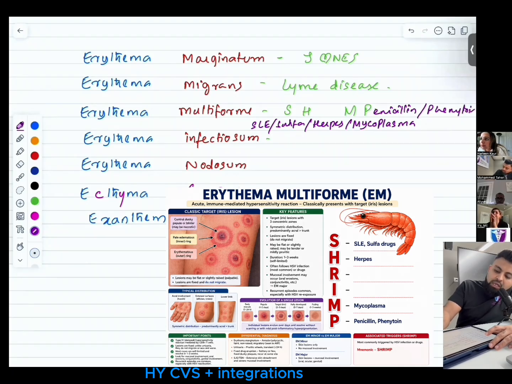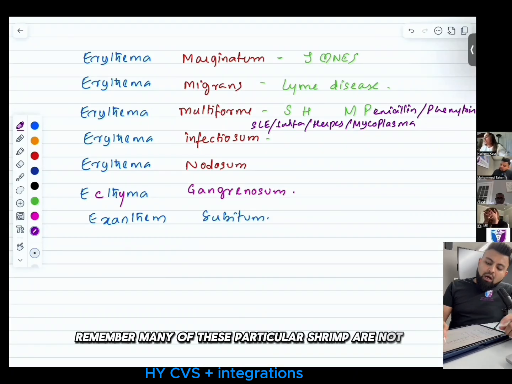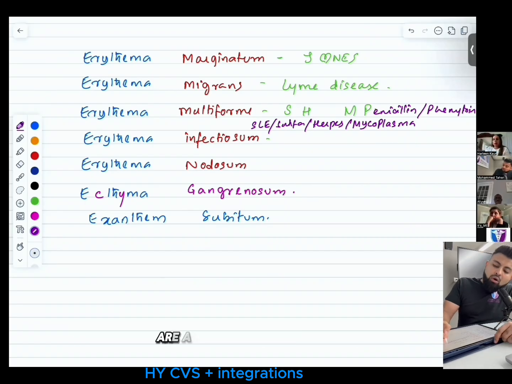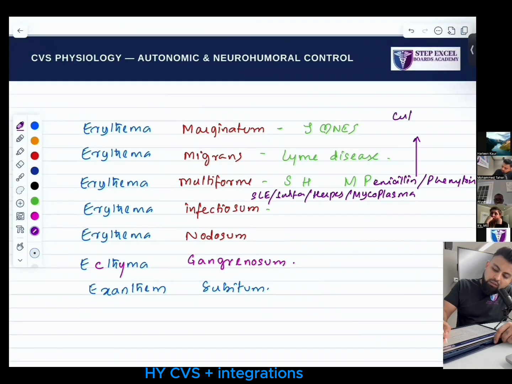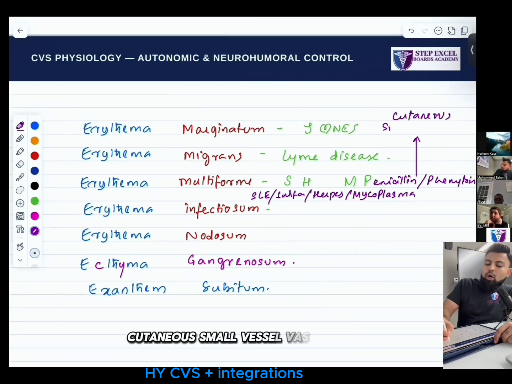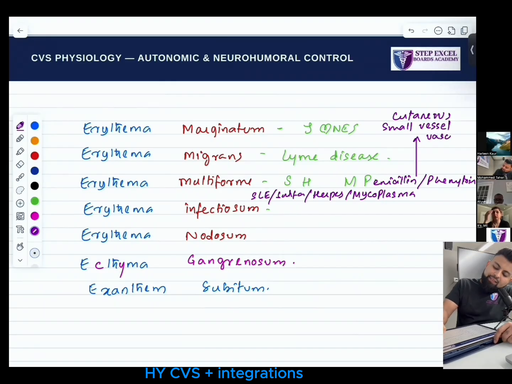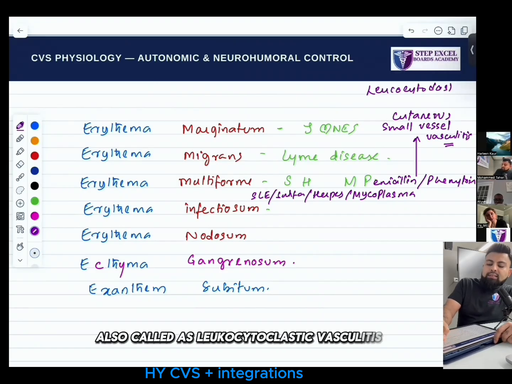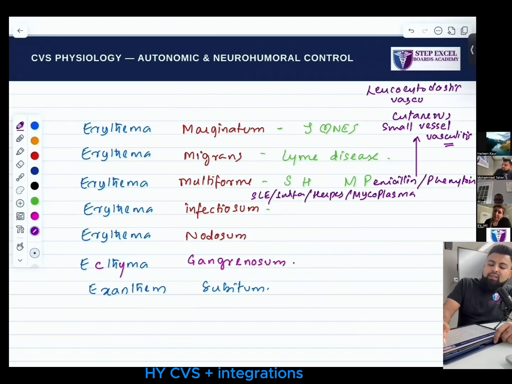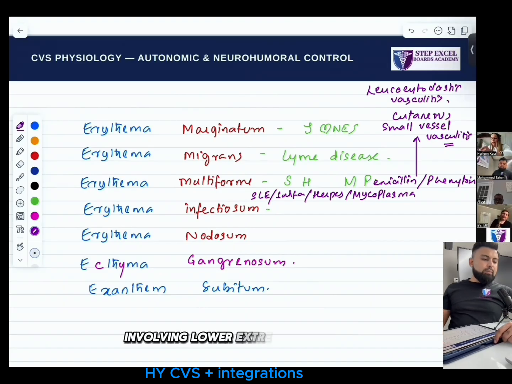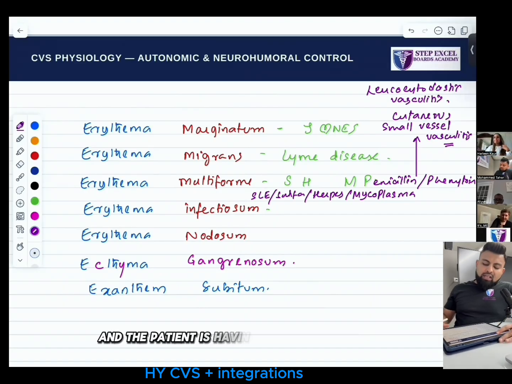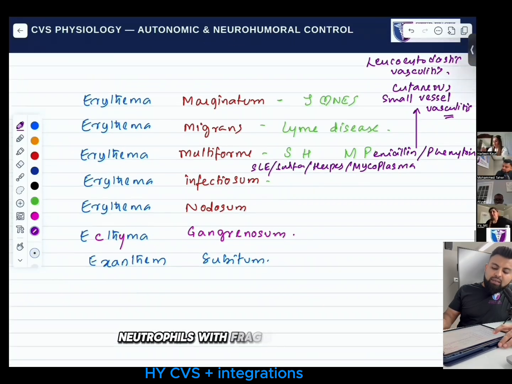Remember, many of these, not all, are also associated with cutaneous small vessel vasculitis. Like for example, not mycoplasma. For that, I will give you the discussion in the mnemonic. Cutaneous small vessel vasculitis, also called leukocytoclastic vasculitis, is a small vessel vasculitis involving lower extremity purpura, and the patient has microvasculature neutrophils with fragmented nuclei.